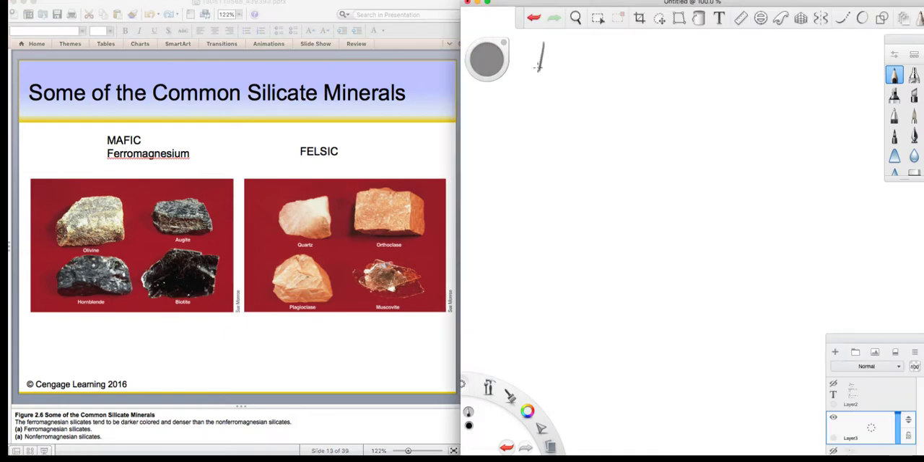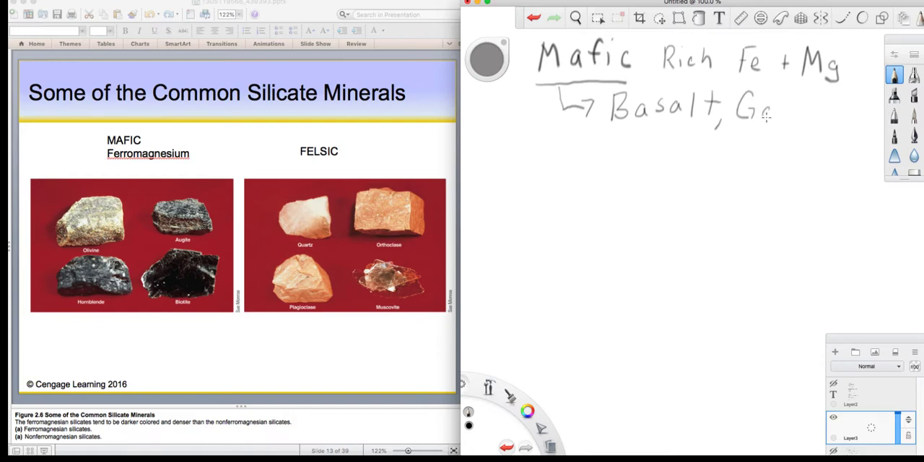The mafic minerals, the key thing about these mafic minerals, sometimes they're called ferromagnesian, they're going to be rich in iron plus magnesium. Iron and magnesium. So think of this F for iron and the M for magnesium. And usually they're going to be in rocks like basalt, lava that erupts from the Hawaiian volcanoes, from the sea floor. Another rock that's important is called gabbro.